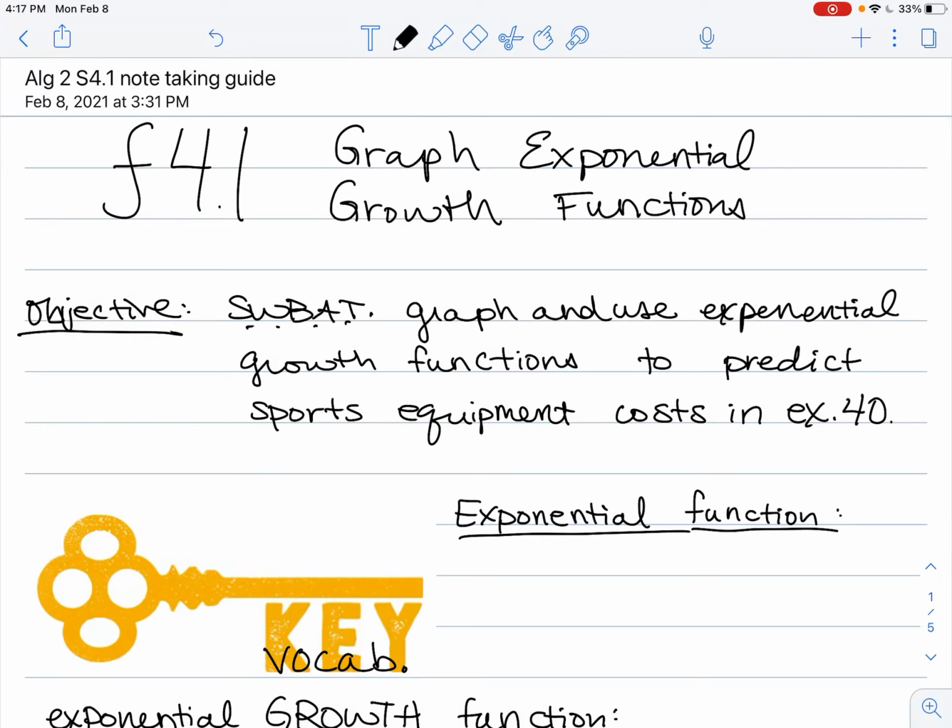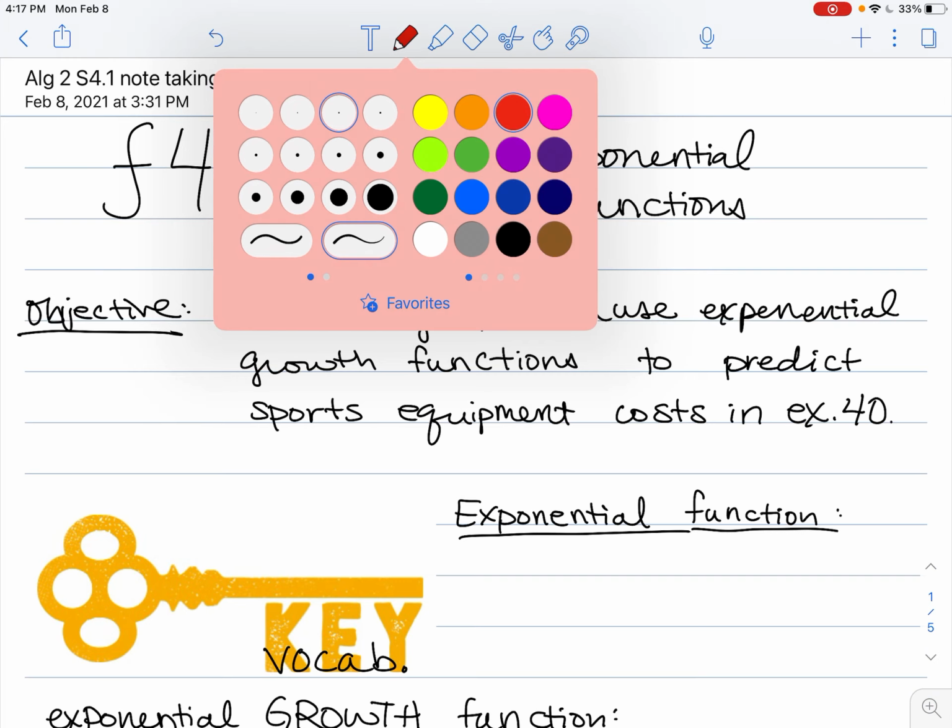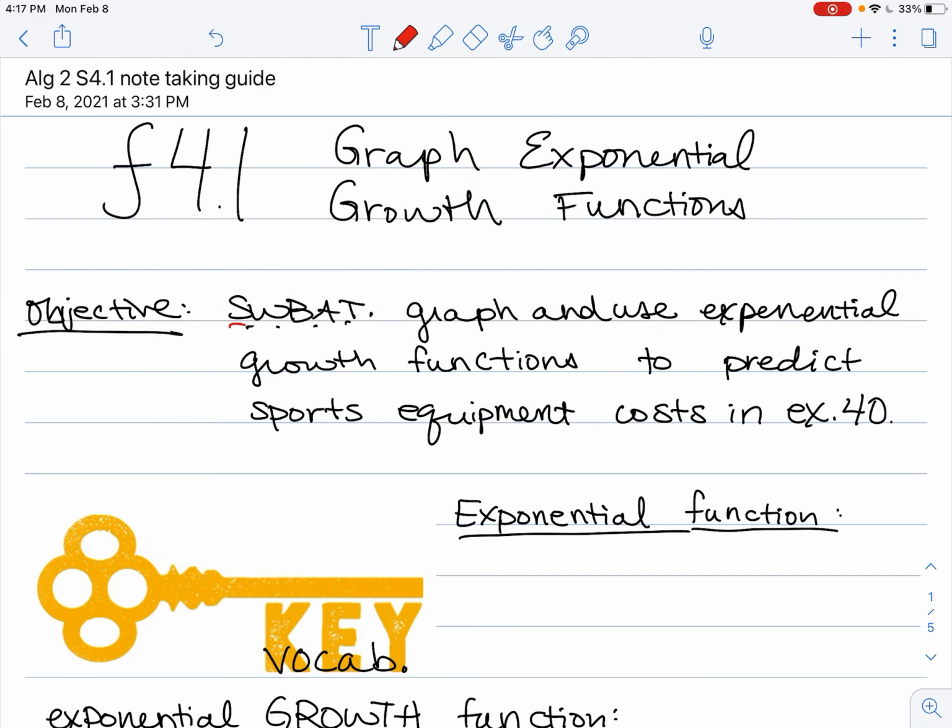Hey everybody, we're going to start chapter 4 today. We're talking about graphing exponential growth functions. Our objective for today: students will be able to graph and use exponential growth functions to predict sports equipment costs, like in example or exercise 40.